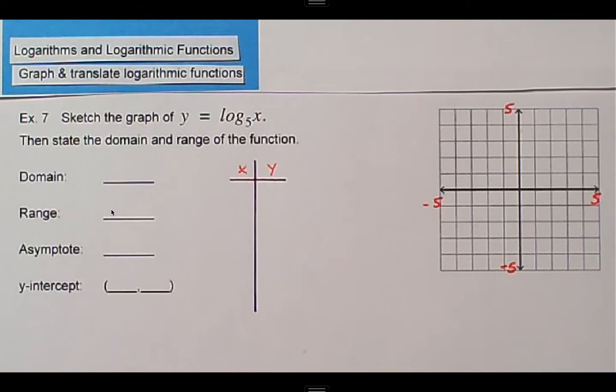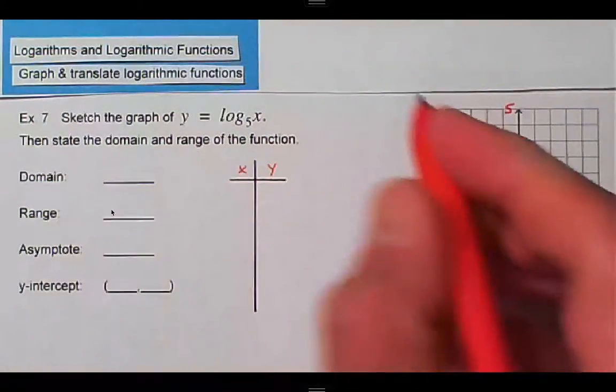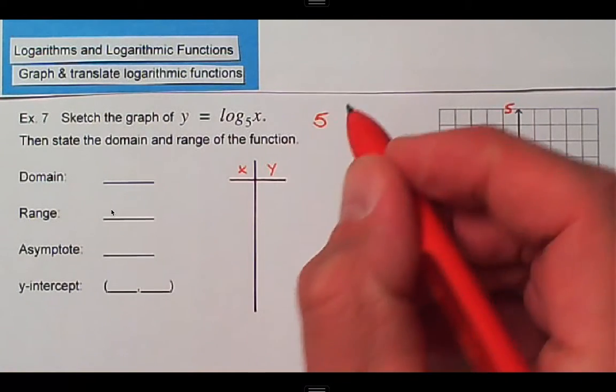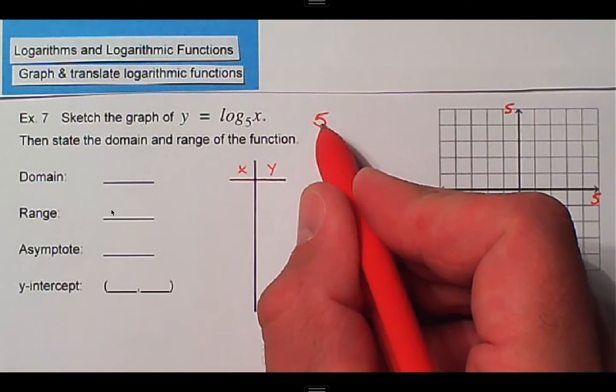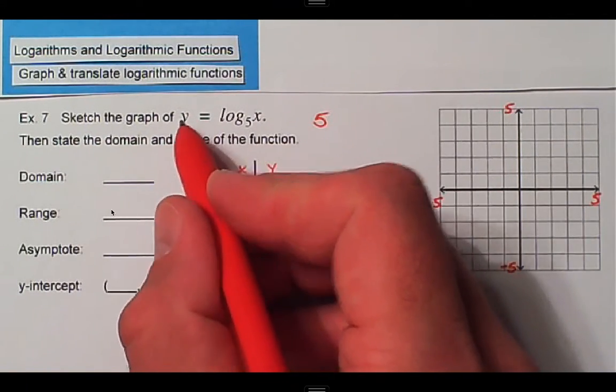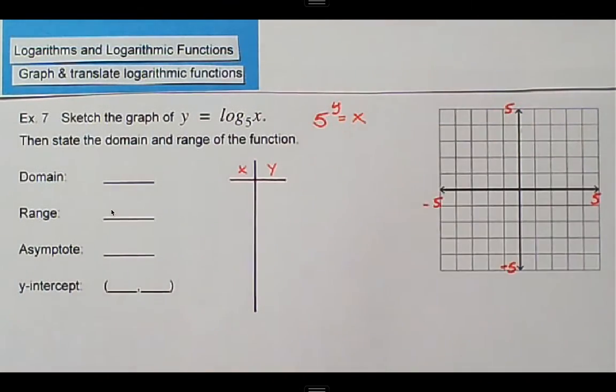The first thing that we like to do is figure out how to rewrite this so that it is in exponential form, because it's a little bit easier to see. Remember, our base here is the same as the base for the exponential form. So if our base here is log base 5, our base here is going to be 5. And then our exponent is going to be over here. So 5 raised to the y power is equal to x. And so that is what we're going to use to graph.